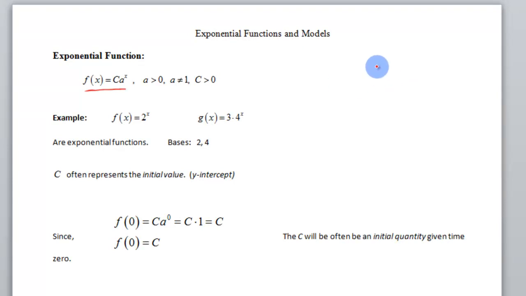Alright, this is on exponential functions, and this is the standard form of an exponential function. f of x equals c times a to the x, where a is greater than 0, a can't be 1, and c is greater than 0. Okay? So some examples. f of x equals 2 to the x. Base 2, and then there's the input into the exponential function up in the exponent.